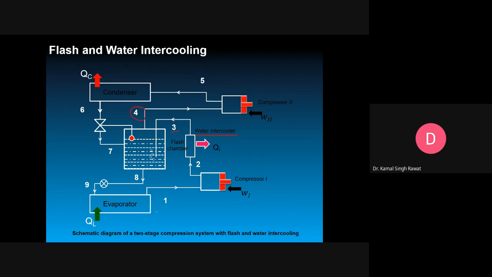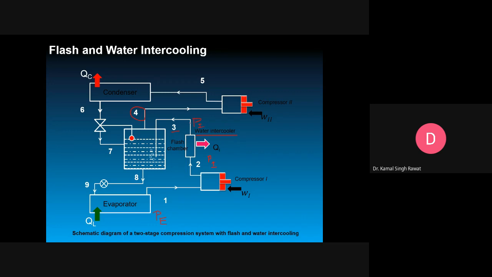So initially, our pressure is PE, the evaporator pressure. In the first compressor, the pressure is increased from the evaporator pressure to the intermediate pressure, which is the pressure in the flash chamber. So this vapor is compressed from the evaporator pressure to the intermediate pressure. Then it is cooled in the water intercooler with the help of water, where heat is removed in a constant pressure process. So the pressure will remain constant.